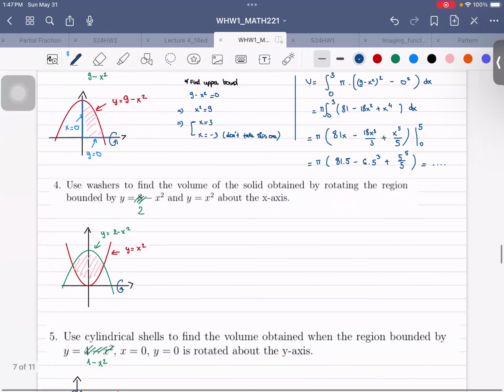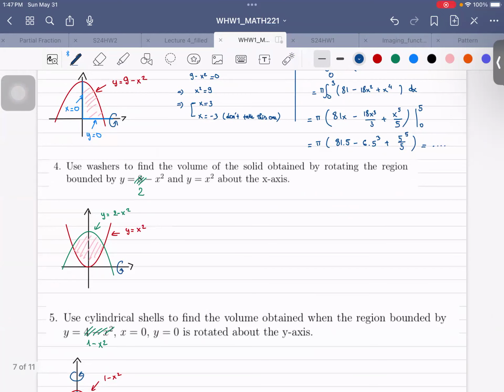Okay, in the next question, it wants us to find the volume of the solid obtained by rotating the region bounded by the curve y equals 2 minus x squared and the curve y equals x squared. You have some regions, and you're going to spin the regions around the x-axis to obtain the solid. And like I said, I just solved a similar question. So instead of having 9 minus x squared, I have 2 minus x squared.